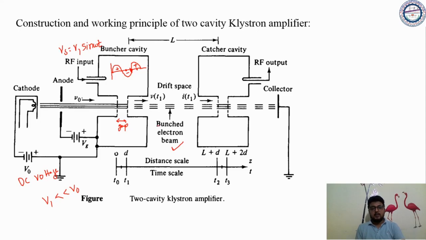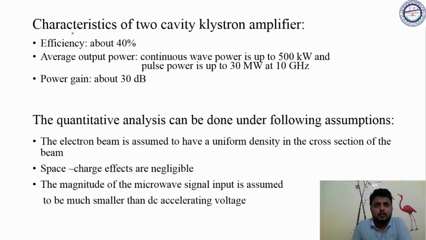Then we will see the velocity modulation mathematically and the process of velocity modulation. So these are the characteristics of the two cavity klystron amplifier. The efficiency will be about 40%. The average continuous wave power is up to 500 kilowatt, and the pulse power is about 30 megawatt at 10 gigahertz, and the power gain is about 30 dB. So 30 dB power gain will be there.